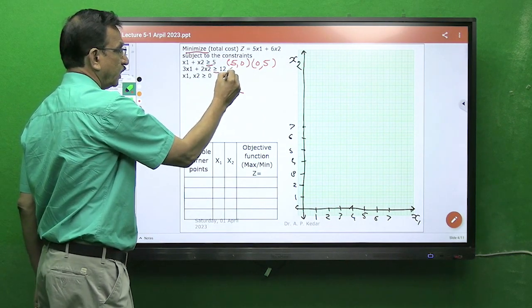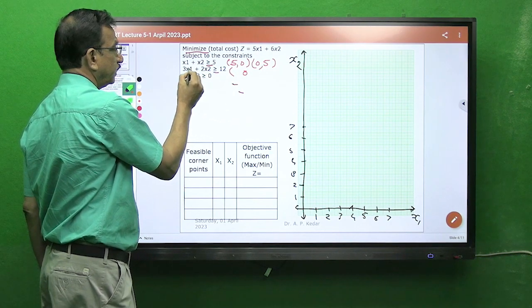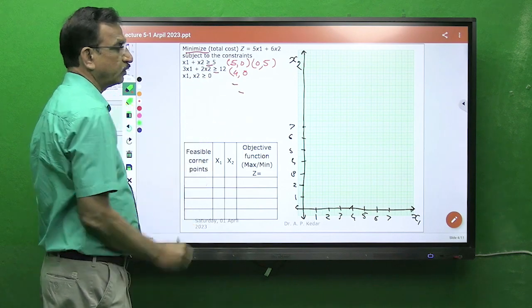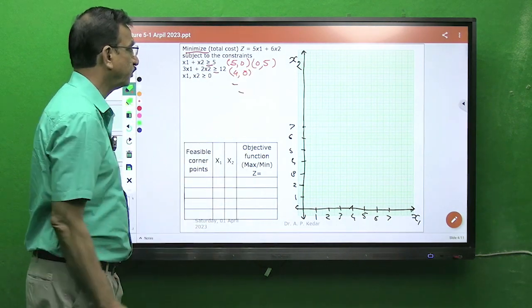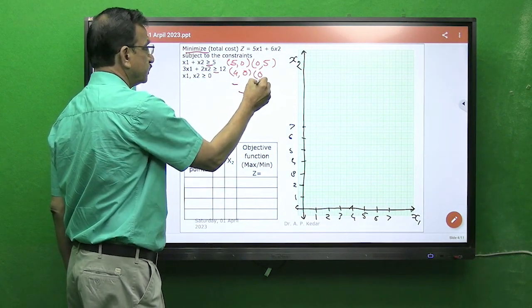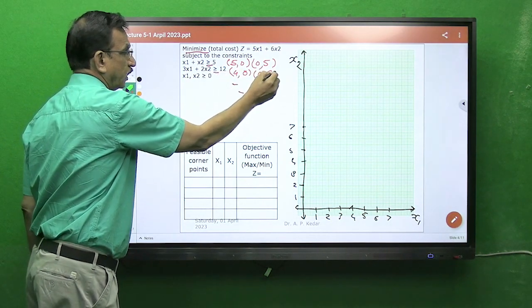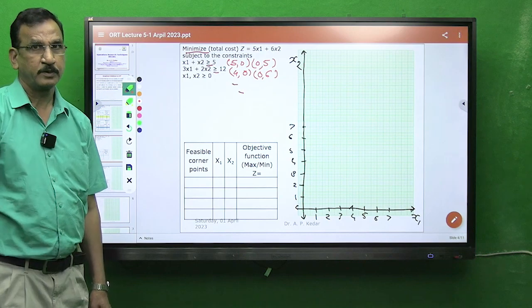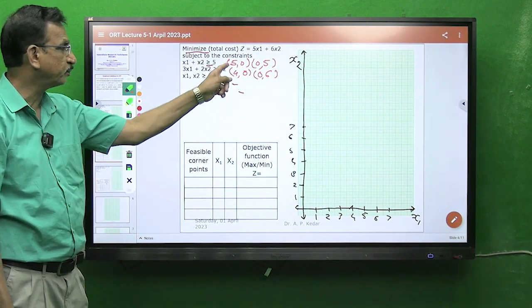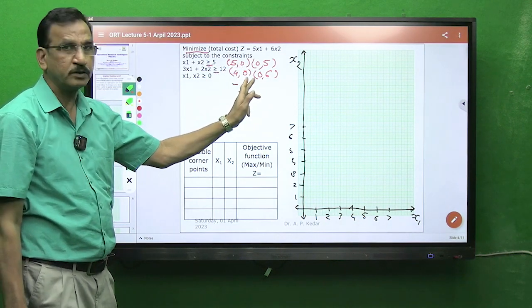For this, again, if we put x2 equal to 0, we will get 3x1 greater than equal to 12. So x1 greater than equal to 4. So the point will be 4, 0, and second, if you put x1 equal to 0, you will get 2x2 greater than equal to 12. So x2 greater than equal to 6. So this we have already studied in our previous points. So remember the points now. It is 5, 0, 0, 5, 4, 0 and 0, 6.